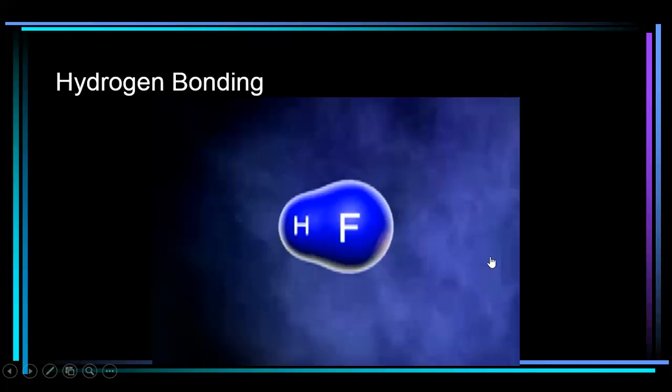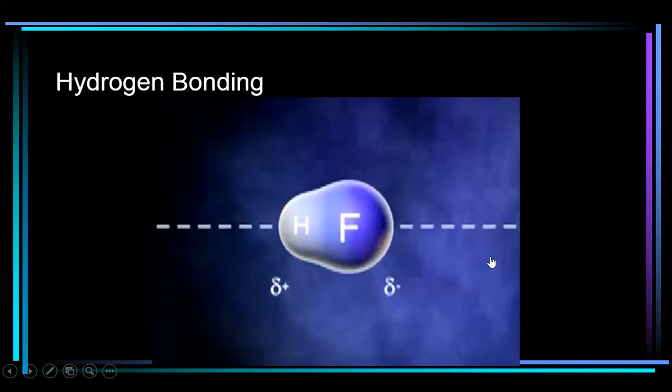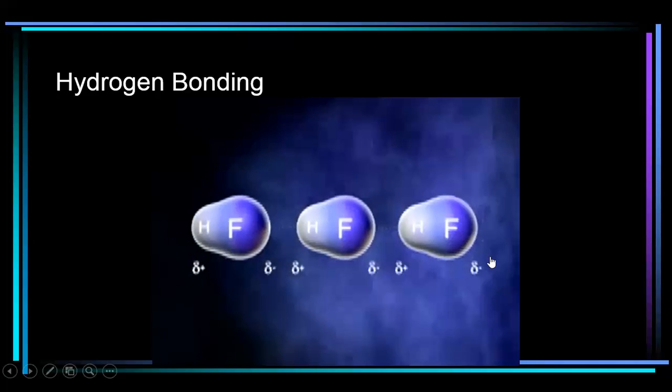Because hydrogen has no core electrons, its nucleus is left practically unshielded. This gives the hydrogen atom a relatively high partial positive charge, which is powerfully attracted to the partial negative charge on the fluorine atom of a neighboring HF molecule.